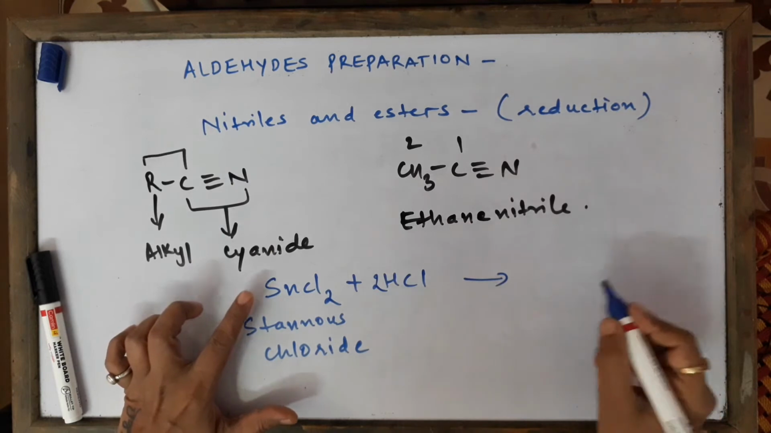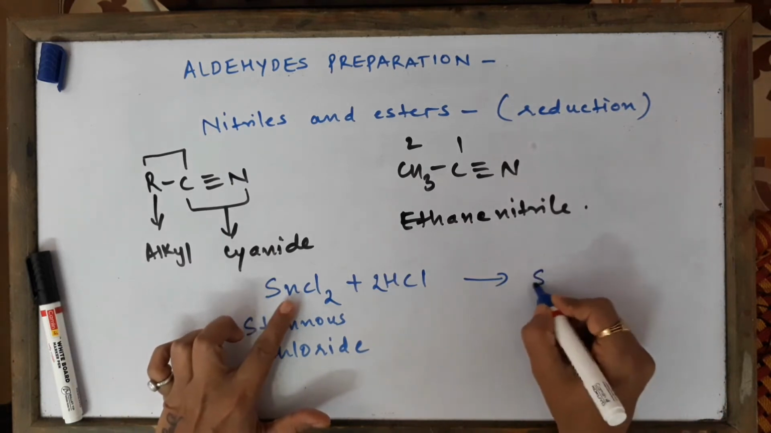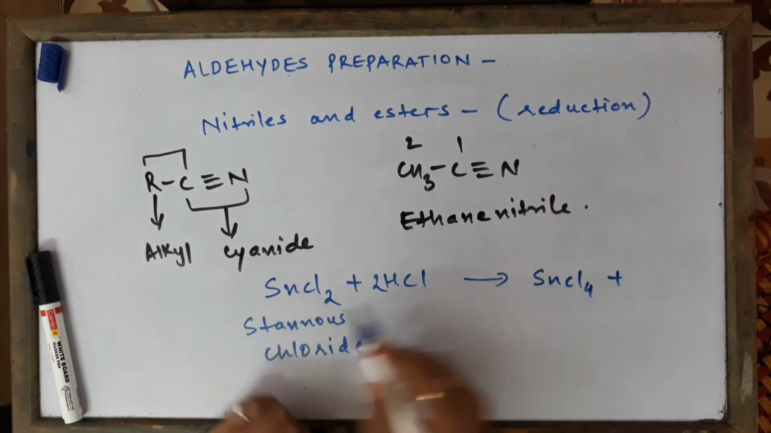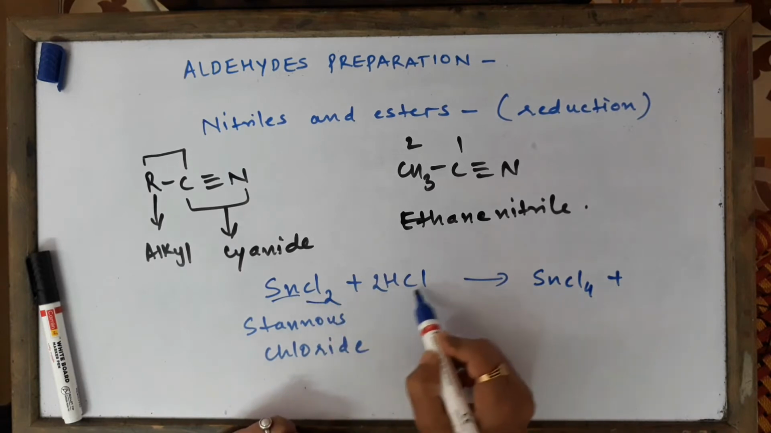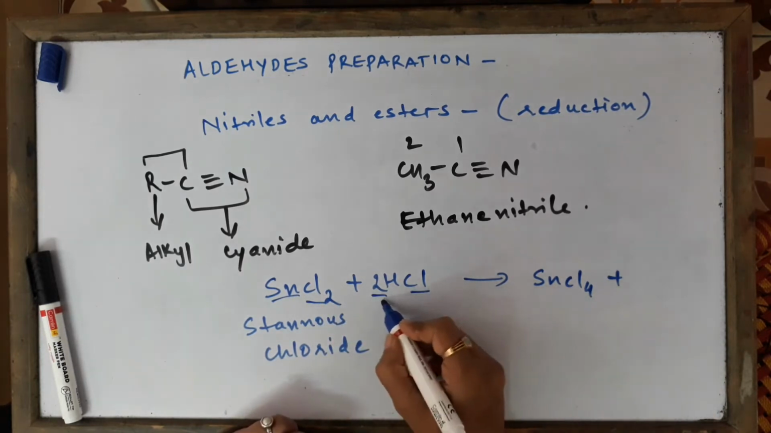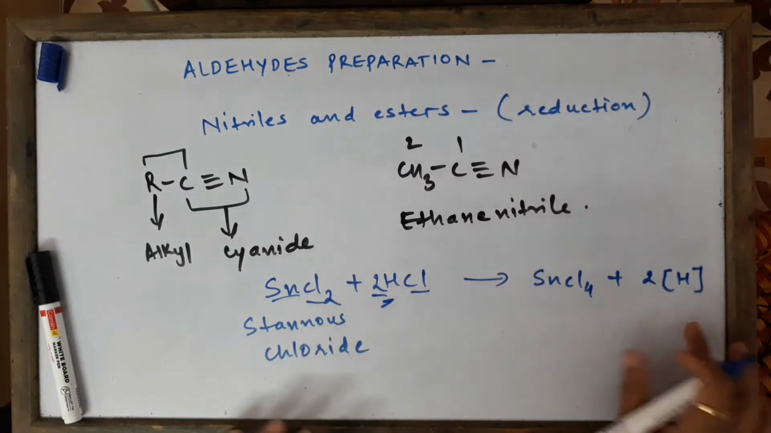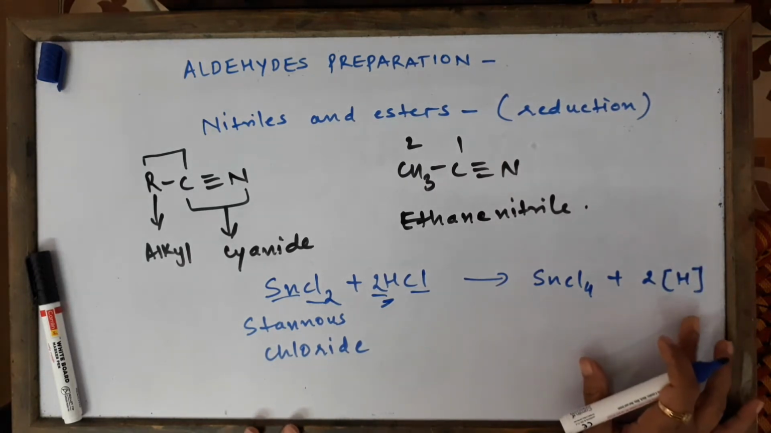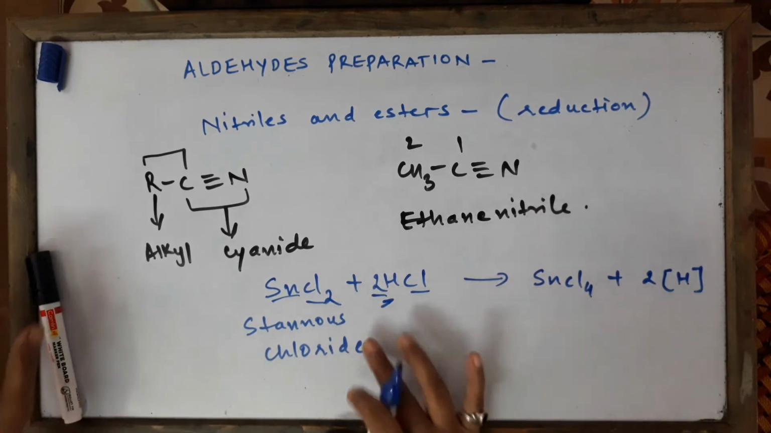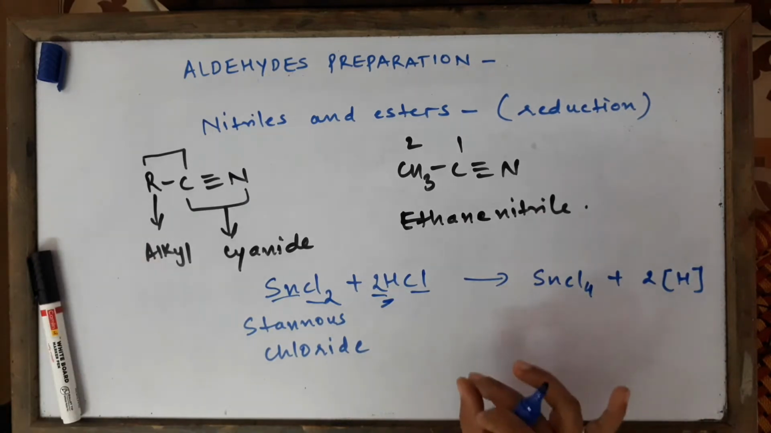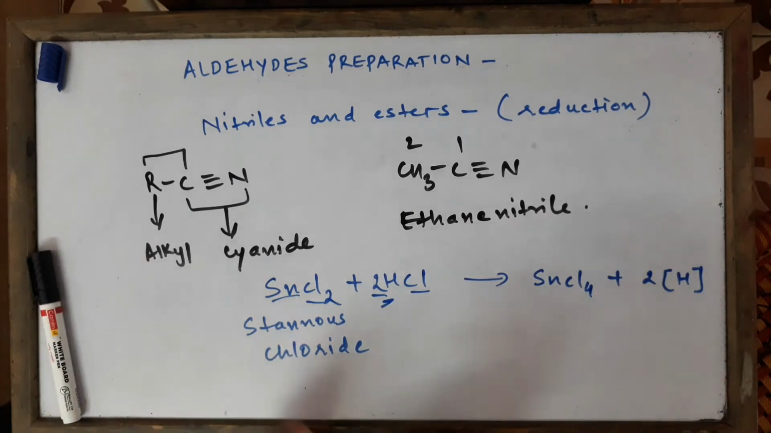You can see here what happens. SnCl4 is formed. SnCl2 plus Cl2 gives you SnCl4, and these two hydrogens are coming out. So we can just write down as nascent hydrogen like this. This nascent hydrogen will act as a reducing agent. Alright. Now this step need not be shown in the board exam. You just need to understand that the reagent is what.